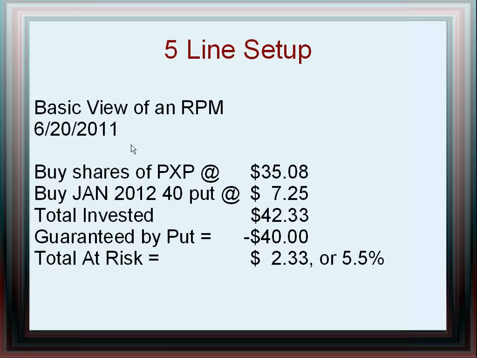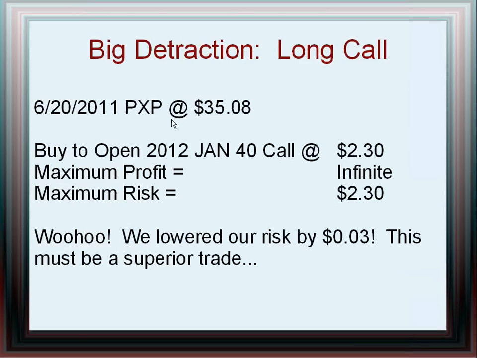Married put, 6/20/2011. Buy shares of PXP at 35.08, 7.25 is the cost for the 40 put. Total invested is $42.33. Guaranteed by the put is $40. $233 risk, 5.5%. On 6/20/2011, PXP at 35.08, we could have bought to open the January 2012 40 call. Why the 40 call? Because it has to be the same strike and expiration as the put if we're calling it a true parity. Long stock plus puts. The argument is the parity trade is the out-of-the-money long call with the same strike and expiration as the put you're buying for insurance.